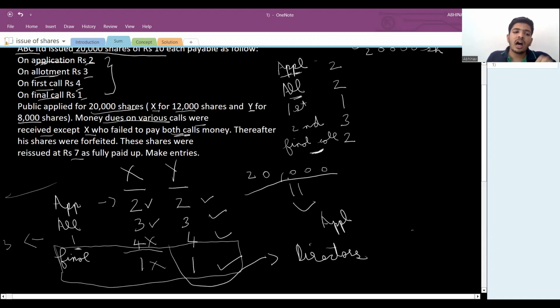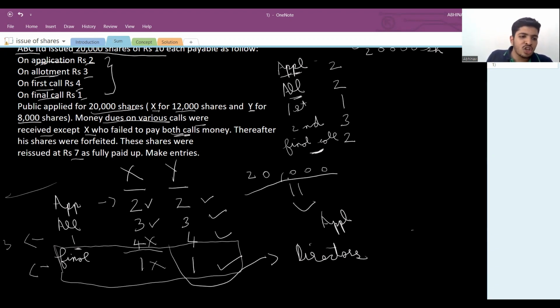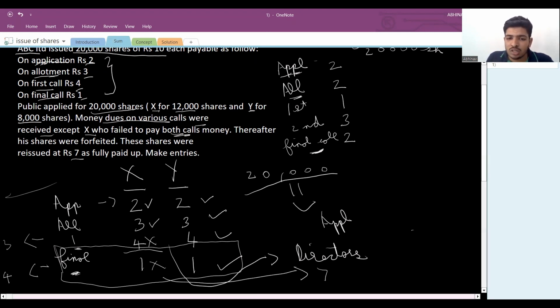That's why after that, another installment was called by the directors without giving notice to X, which is called the final call. And since X didn't pay the final call amount also, then the directors must have given 7 days notice.